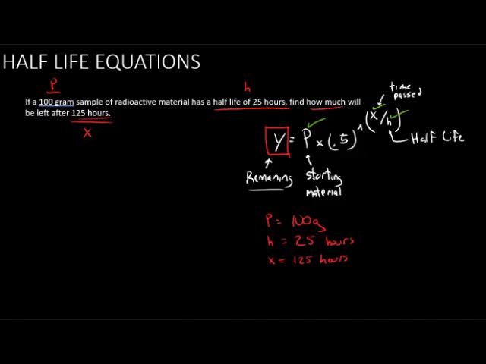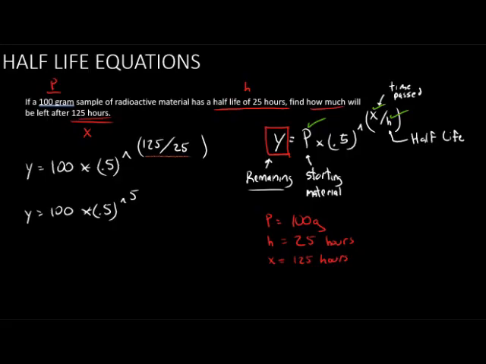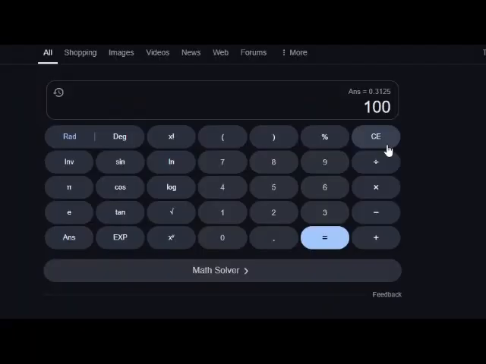Let's plug in the numbers for all the letters we know. We'll have y is equal to p, which is 100, multiplied by 0.5, raised to x, which is 125, over h, which is 25. If we take 125 and divide it by that 25, we'll get 5. So we end up with y equals 100 times 0.5 raised to the 5th power. From here, we can go to a calculator and find the value of y. We'll end up with 3.125 grams.